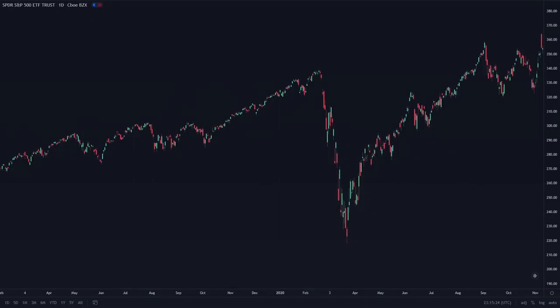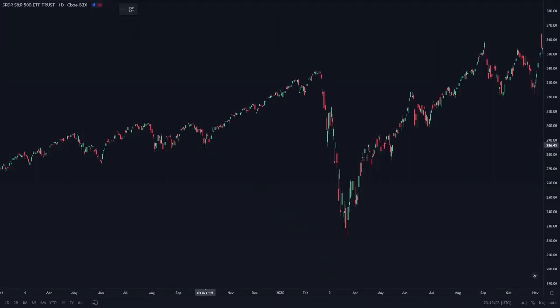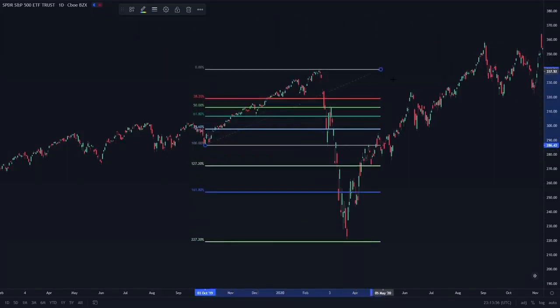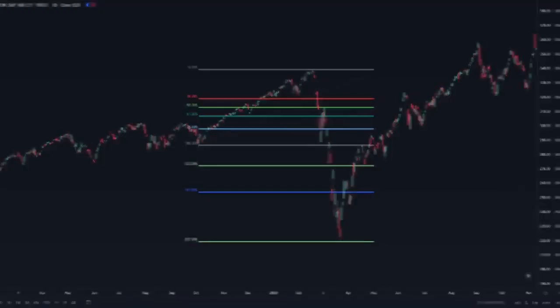Another example of this would be the S&P 500 market crash back in March 2020. So here, as we apply the Fibonacci Retracement tool, you can see that the level predicted the exact bottom of the market crash. And now, I'm going to show you how to apply this tool onto your chart and how you can use it to find high win rate trade opportunities.